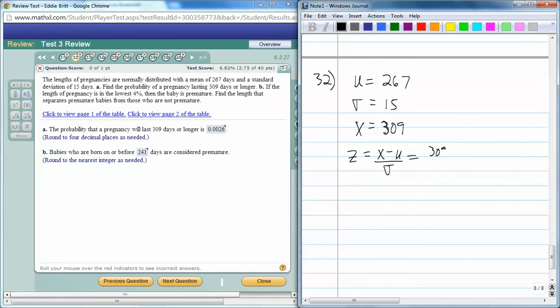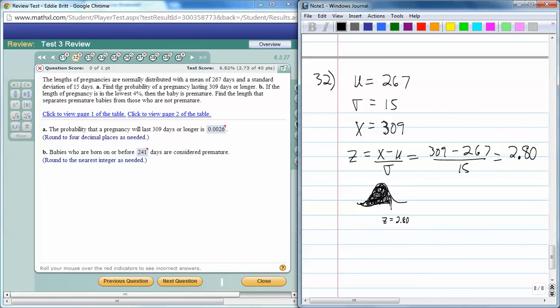It's going to be 309 minus 267 over 15. And when you work that out, you're going to get a z-score of 2.80. Okay? So, what are we actually finding? Well, somewhere under this curve, probably over here somewhere, there's a z of 2.80. If we look that up in our chart, that's going to give us the area up to that point. Remember, the chart gives you the area cumulative from left to right.